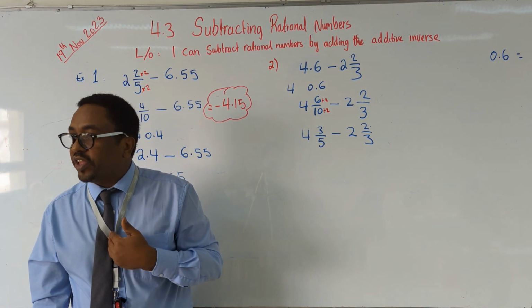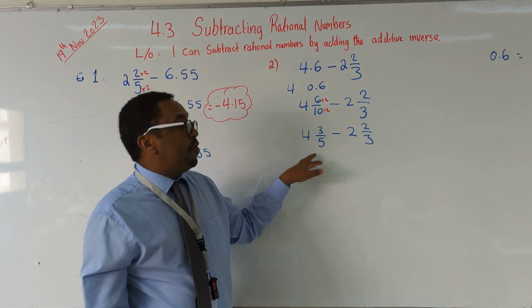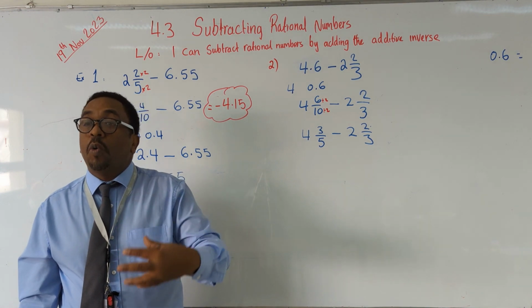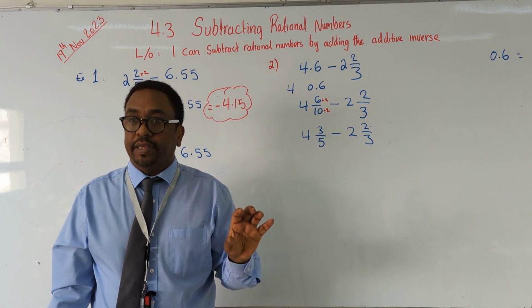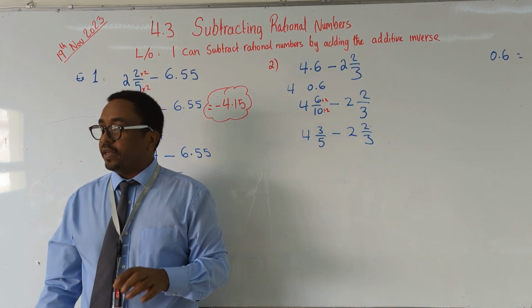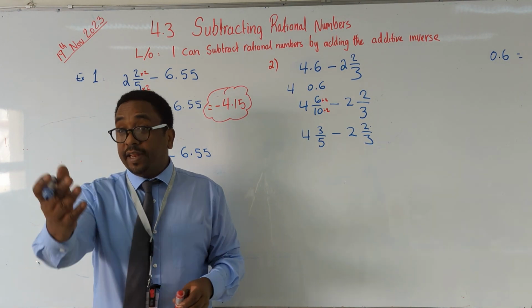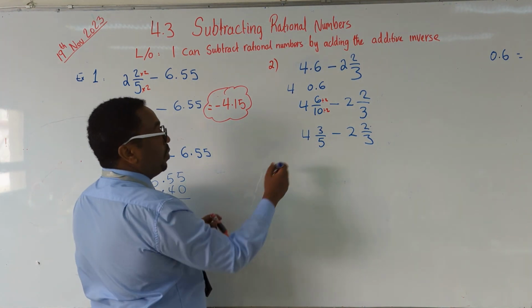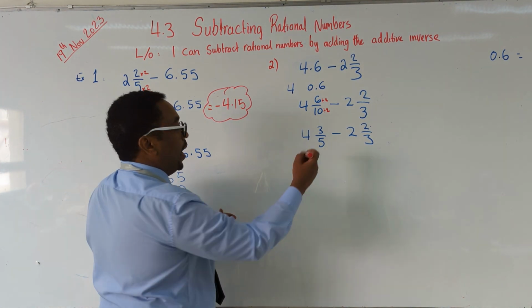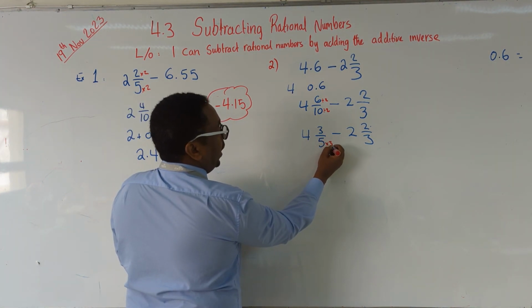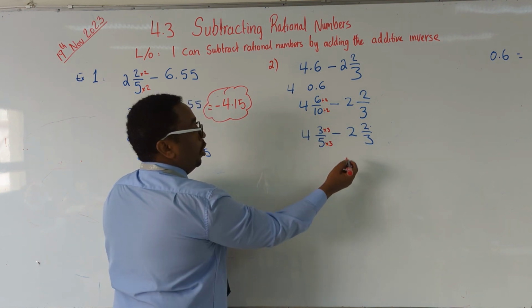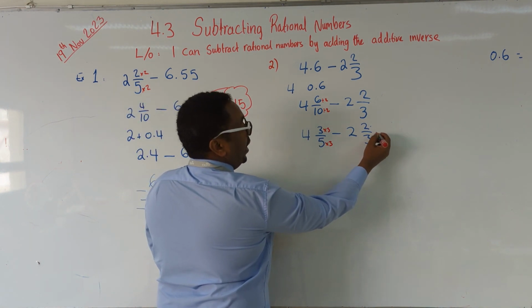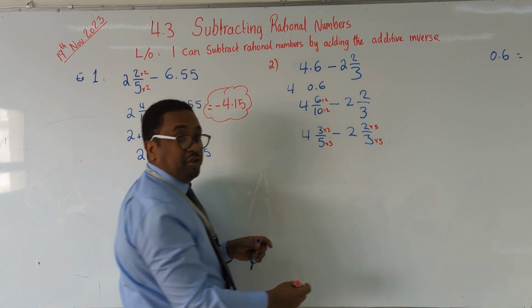So we ask ourselves, what is the LCM of 5 and 3? What is the lowest common multiple of 5 and 3? What number do they share? 15. Thank you very much. So let's make both of them 15. If I make this one 15, what do I multiply? 5. I multiply here by 3, and I multiply here by 3. On this one I multiply by 5, I multiply here by 5. Are you with me?